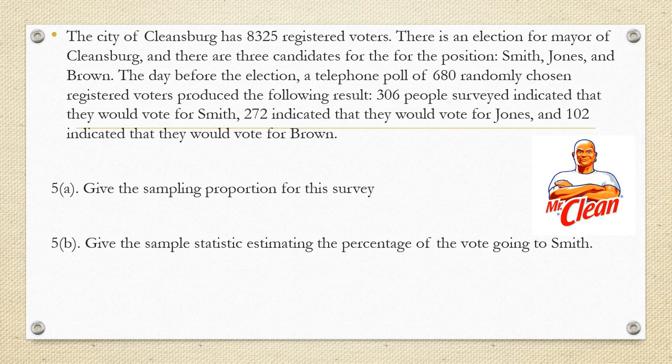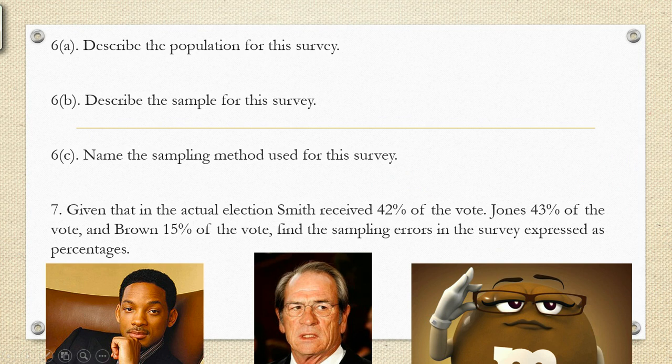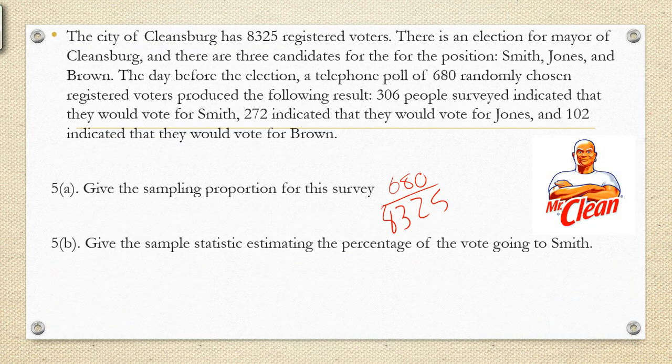Now, 5 is asking, give a sampling proportion of the survey. Now, the sampling proportion, if you remember, is just the sample size divided by the total of the population. So in this case, 680 divided by 8,325. And that would work. That would be perfect. If you want to simplify it, you can. If you want to give it as a decimal, that's fine too. But that would be perfectly fine.